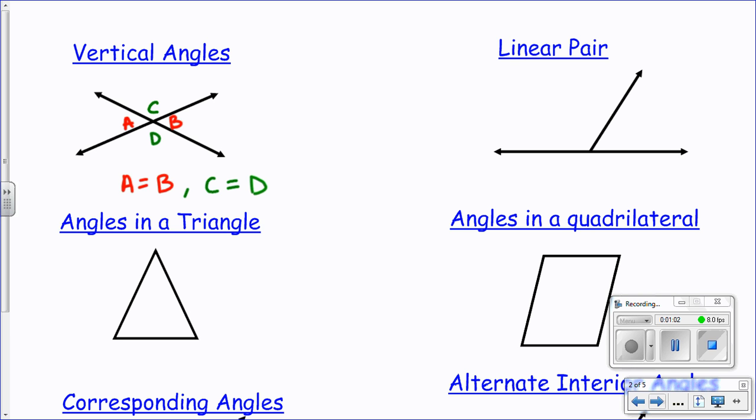Next, we have what's called a linear pair. A and B are a linear pair because those two angles form a straight line. The measure of a line is 180 degrees. So this tells me that angle A plus angle B equals 180 degrees.